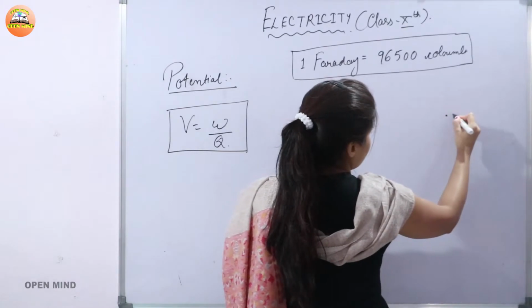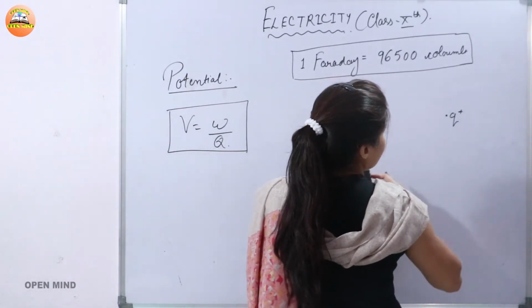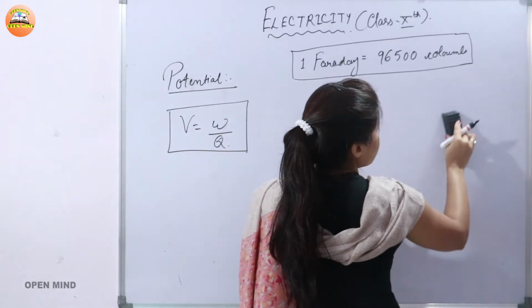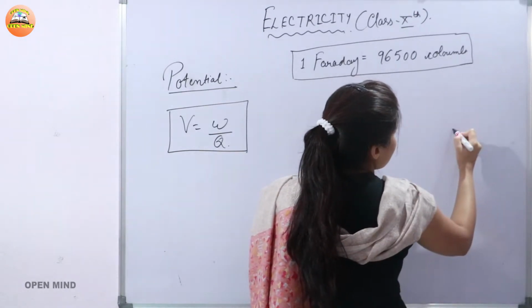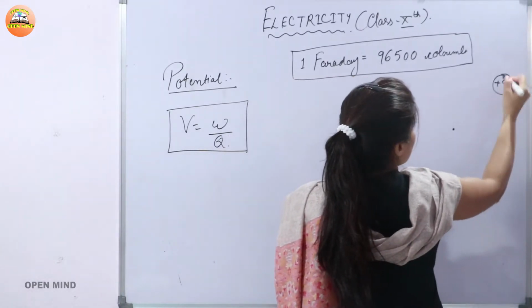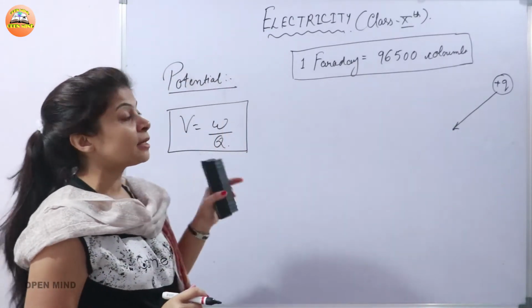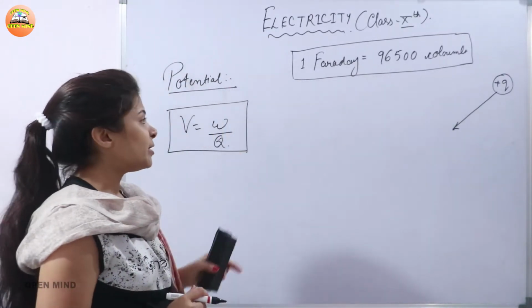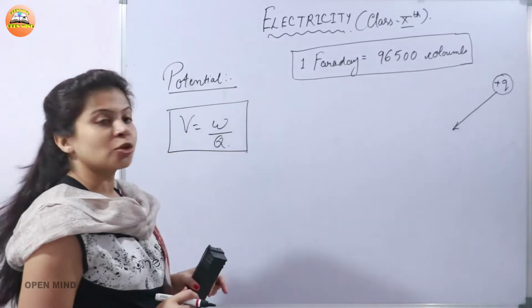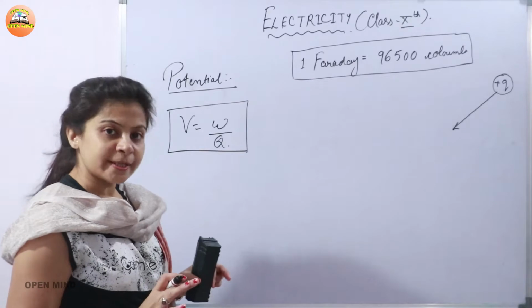Suppose there is a charge over here Q plus. Now the amount of work done in bringing a unit positive charge from infinity to that point. Suppose you want to bring the charge which is lying at infinity over here to this point. So the amount of work done in bringing a unit positive charge from infinity to that point is called as potential. There is no kinetic energy which we use in this condition.